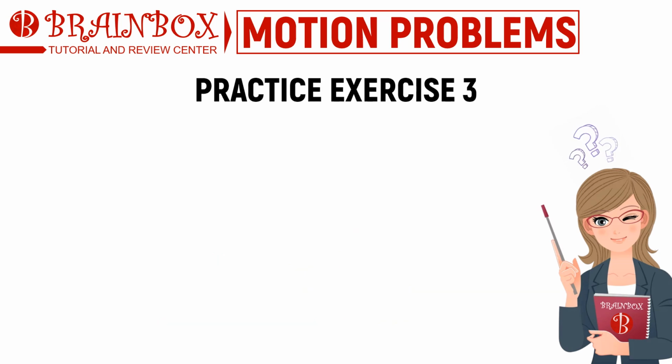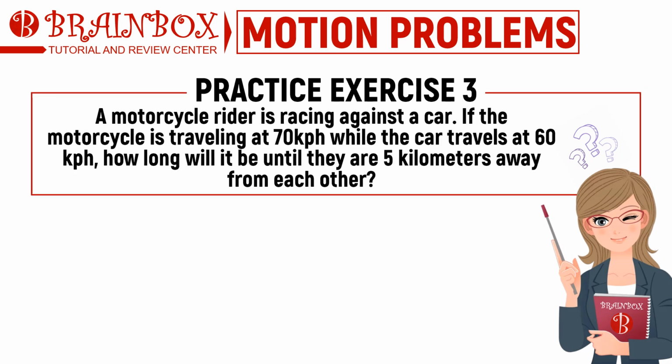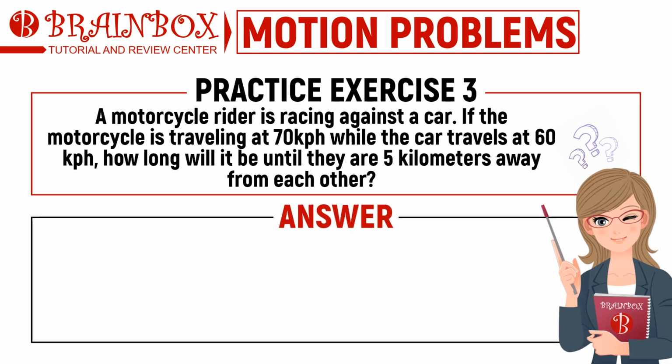Number 3. A motorcycle rider is racing against a car. If the motorcycle is traveling at 70 km per hour while the car travels at 60 km per hour, how long will it be until they are 5 kilometers away from each other? Timer starts now.